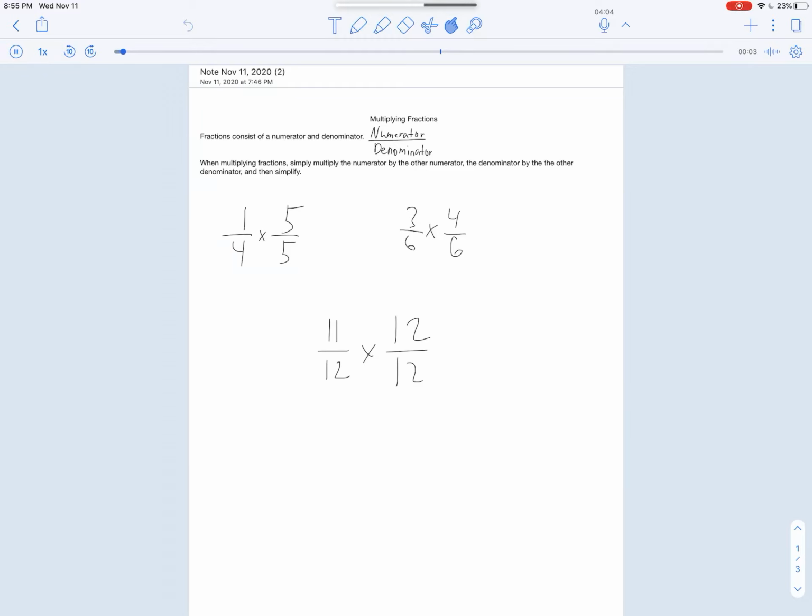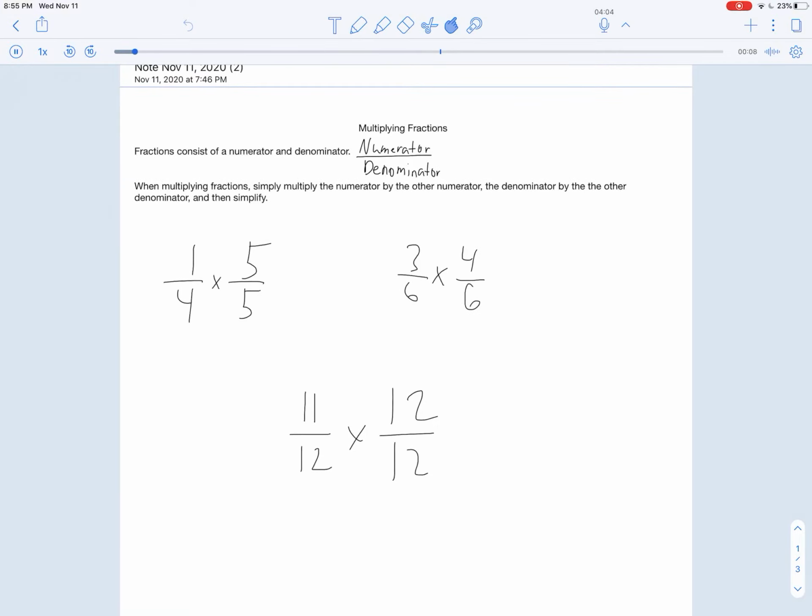Today we're going to learn about multiplying fractions. So, as a review, a fraction consists of a numerator and a denominator. The numerator is on top, the denominator is on the bottom, as shown on screen.